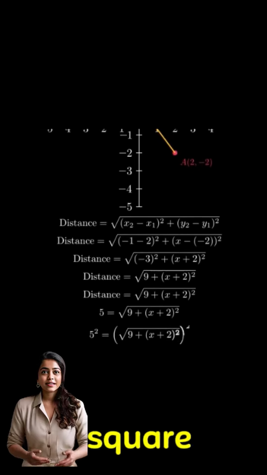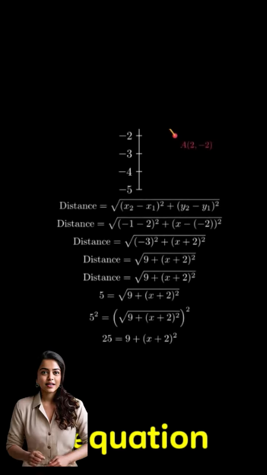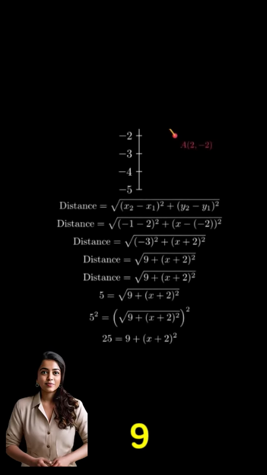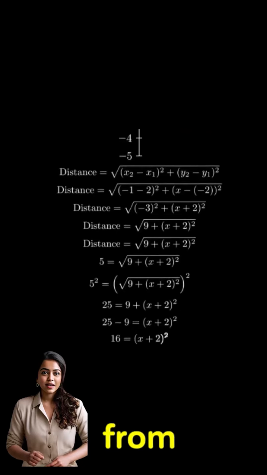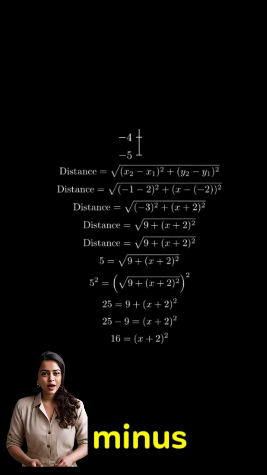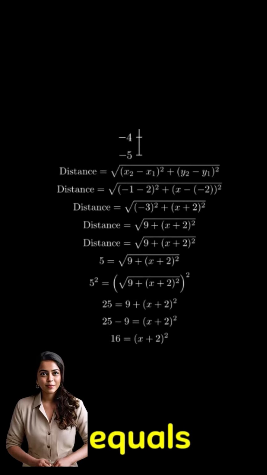First, we square both sides of the equation to eliminate the square root. 5 squared equals 25, and our equation becomes 25 equals 9 plus the quantity x plus 2 squared. Next, we subtract 9 from both sides. 25 minus 9 equals 16, so the quantity x plus 2 squared equals 16.